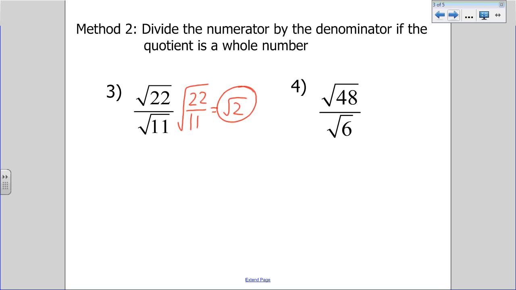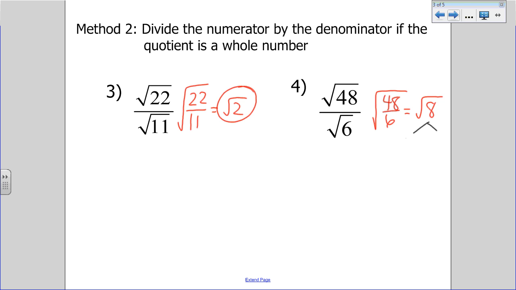Does 6 divide into 48? Yes, it does. So I'm going to write this as the square root of 48 divided by 6, which is the square root of 8. Now keep in mind, simply because I've gotten rid of the fraction or I've gotten rid of 2 radicals doesn't mean that I'm done. We still have to simplify this.